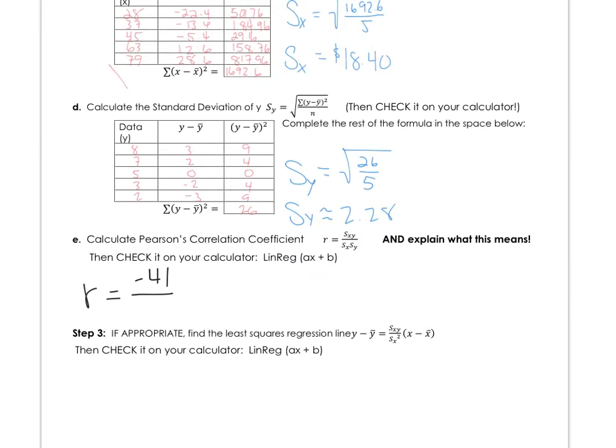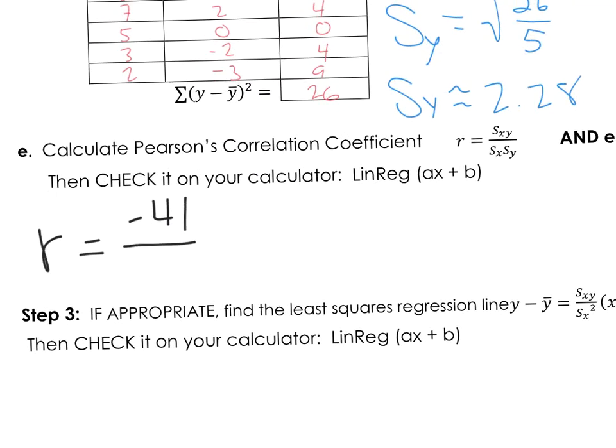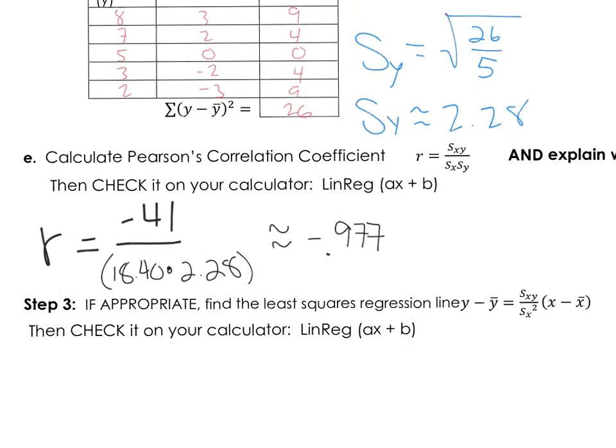Then on the bottom, I just need to make sure I multiply before I do this division. So up above, the standard deviation with respect to x was $18.40. So this is going to be 18.40 times the standard deviation with respect to y, 2.28, and a quick calculator calculation will give me an answer, I hope. I made a tiny typo in my calculator here. There we go. So I got about equal to negative 0.977.